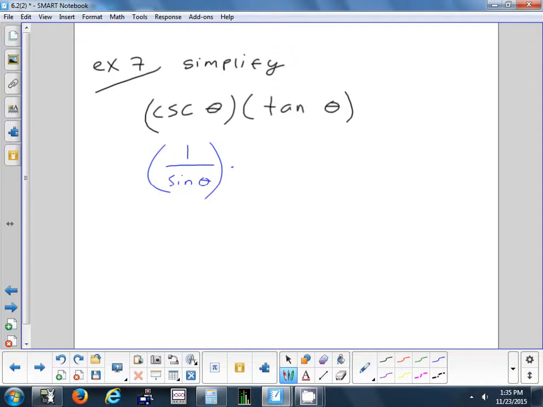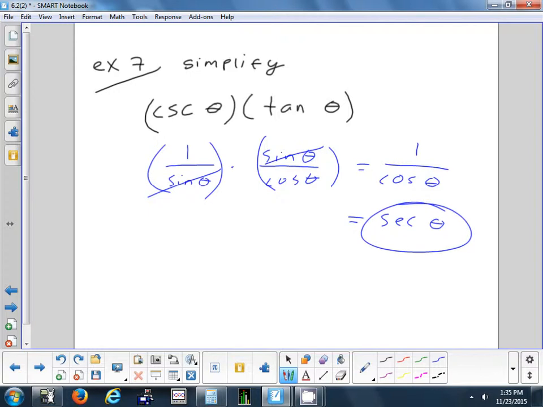So how would we write tangent? Sine over cosine. And what cancels out? So I'm left with what in the top? 1 in the bottom? And what is 1 over cosine? That's also in your list. Secant.